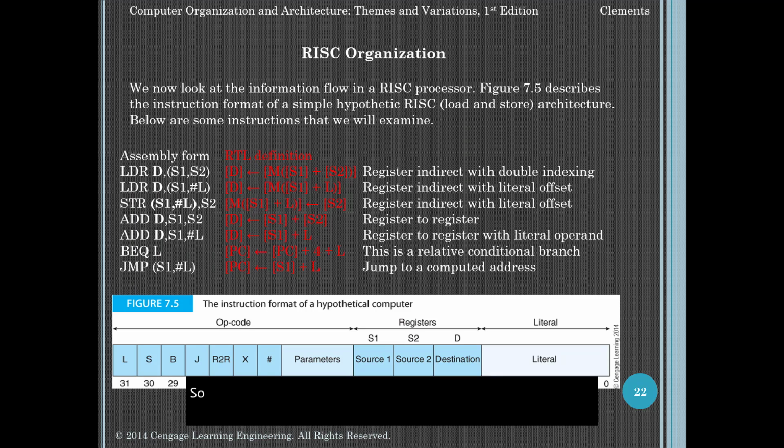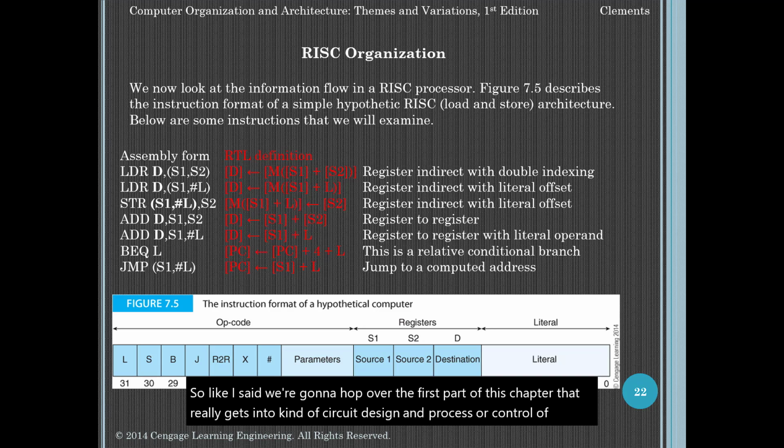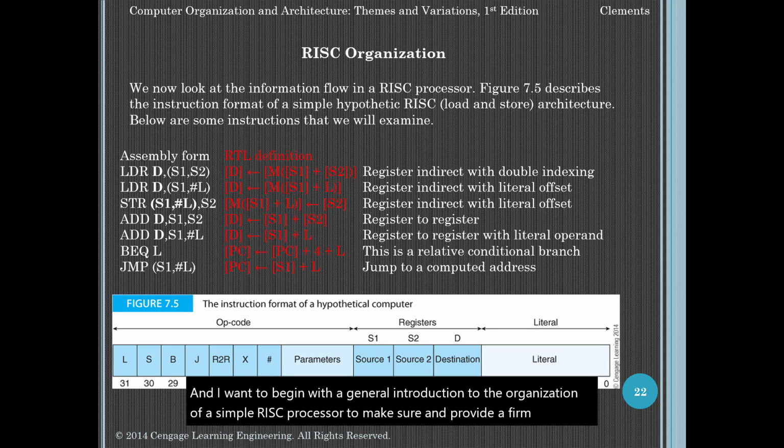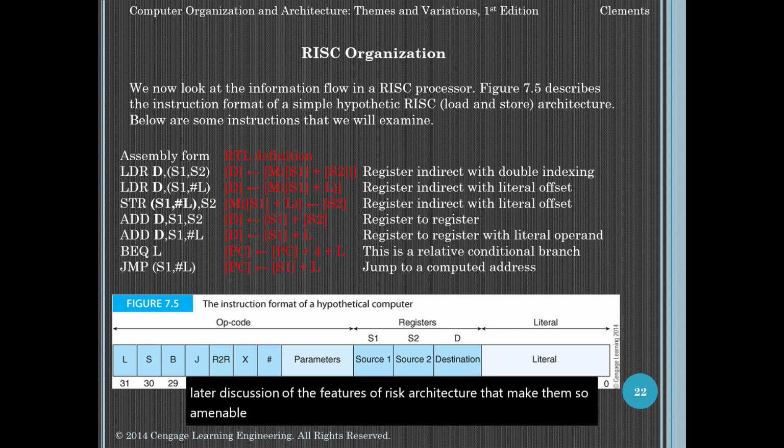So like I said, we're going to hop over the first part of this chapter that really gets into circuit design and processor control of the digital microprocessor, and hop over to 7.2, which starts with RISC organization. And I want to begin with a gentle introduction to the organization of a simple RISC processor to provide a firm basis for later discussion of the features of RISC architecture that make them so amenable to pipelining. And we're going to talk about pipelining in more detail as well.